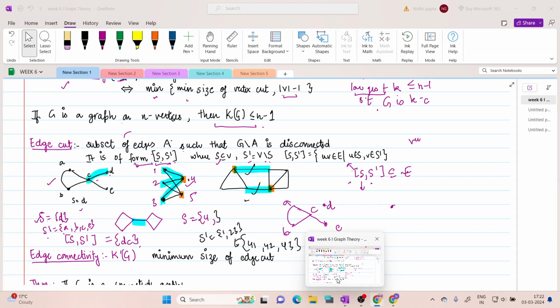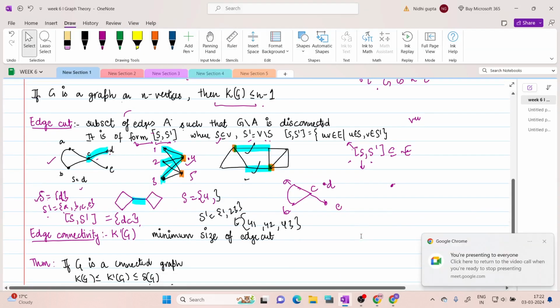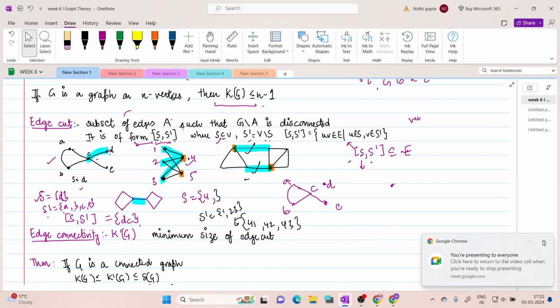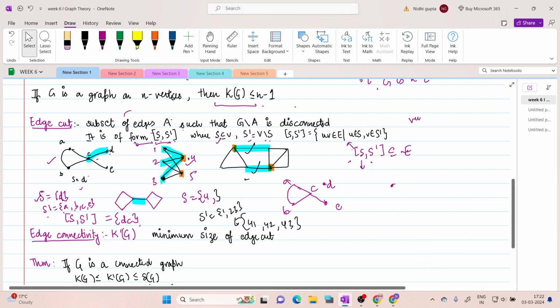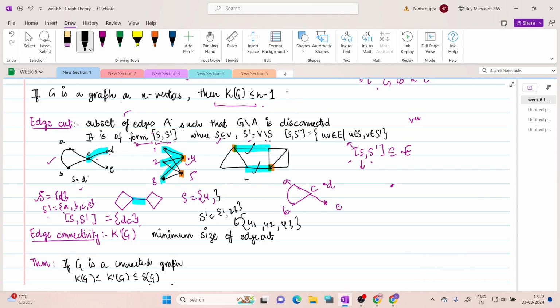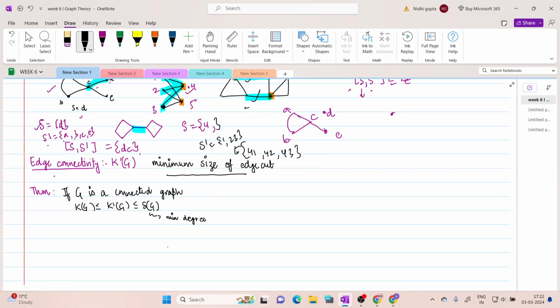Okay. So now that we understand what a vertex cut and an edge cut are, we had vertex connectivity. Similarly, we also have edge connectivity. Vertex connectivity is the minimum size of a vertex cut, and edge connectivity is the minimum size of an edge cut. In the lectures, we have this theorem that vertex connectivity is less than or equal to edge connectivity, which is less than or equal to the minimum degree. This is proved in class.